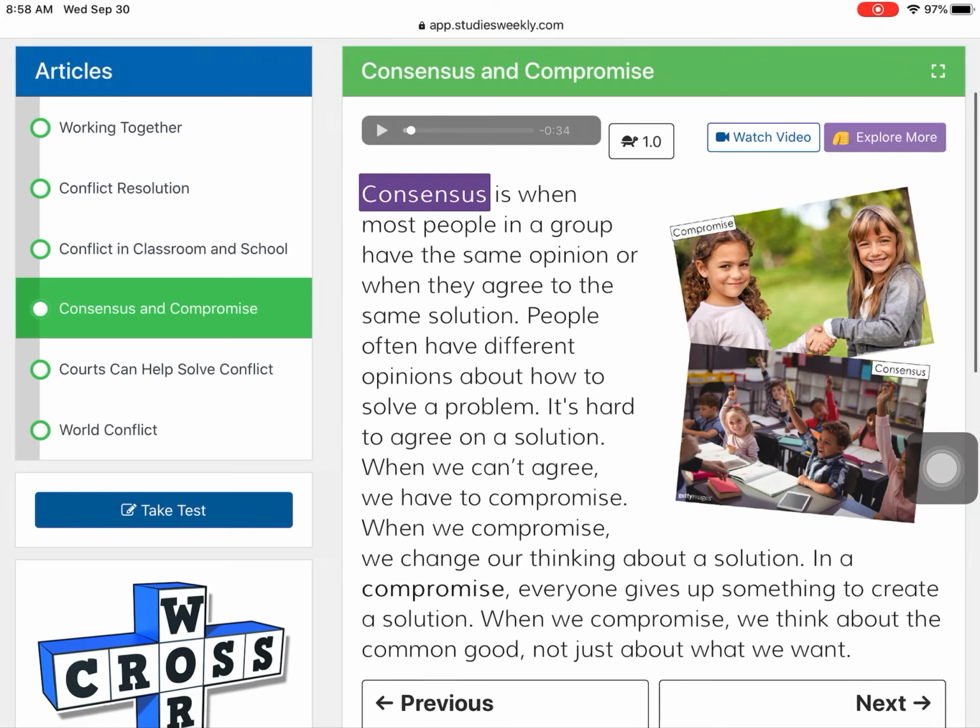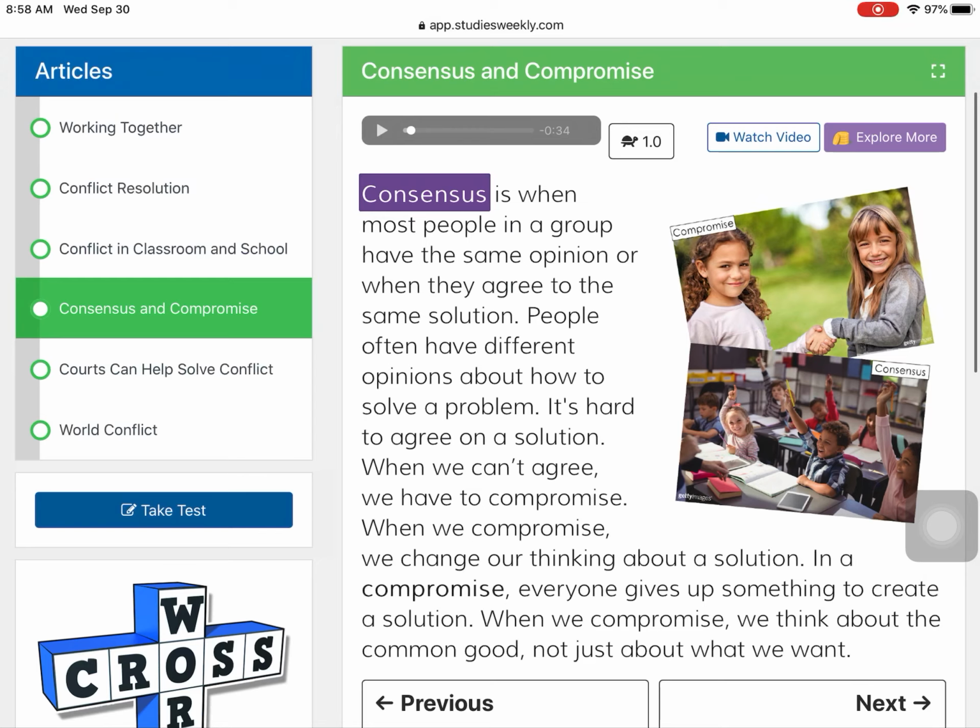Now our new word for today is consensus. So I want to look back at our reading here. It says consensus is when most people in a group have the same opinion or when they agree to the same solution. People often have different opinions about how to solve a problem. It's hard to agree on a solution. So a consensus, if you look at this picture here, all those kids have their hands raised except a couple. I see a little boy in the corner whose hand is not raised. So maybe he doesn't agree with this consensus, but the majority of people do. So because of that, that is the agreement that has been made.